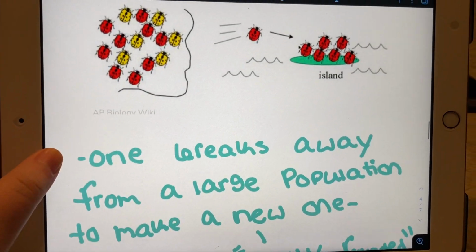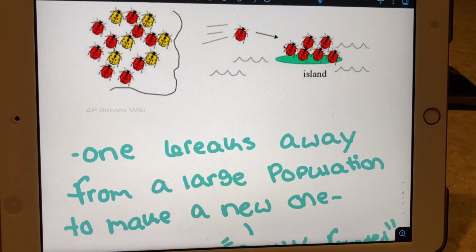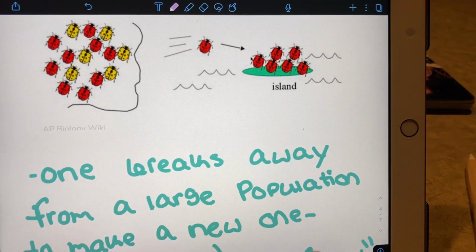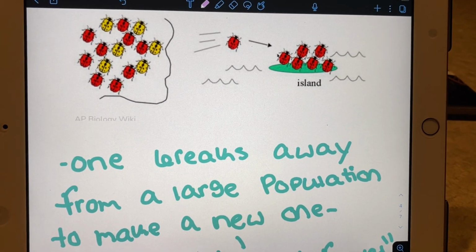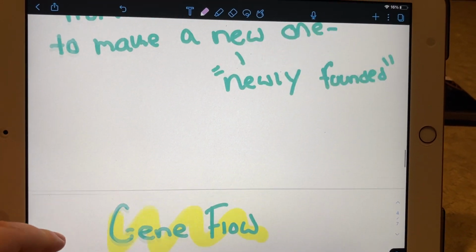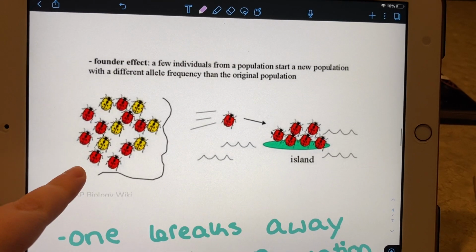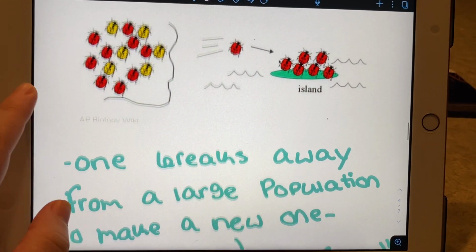So as you can see, one of these red ladybugs breaks away from the large population to make a new population of just red ladybugs instead of the red and the yellow. So the new population is a newly founded population.